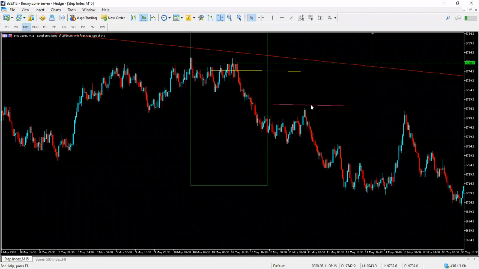So this strategy works basically on everything. It works on Boom and Crash. It works on Step Index. It works on V75. It works on everything, on any moving chart.